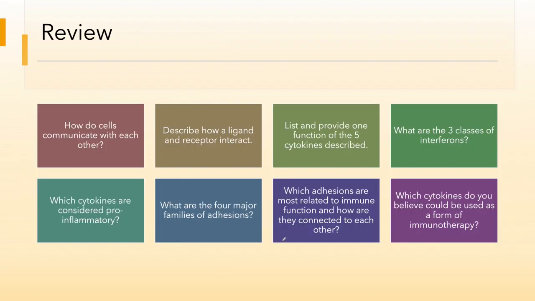So just to review this section real quick, how do the different cells communicate with each other? Make sure you understand the difference between a ligand and a receptor, and how they react together. How are they connected, and what is the effect of them reacting together? Know your cytokines and the 3 classes of interferons, the 4 major families of adhesions and what they do. Are they related to immune function, and how are they connected to each other? We're going to see more about those adhesions, and we're going to be talking about all of the different cytokines throughout the entire chapter, both in the innate immune system as well as adaptive and hypersensitivities.